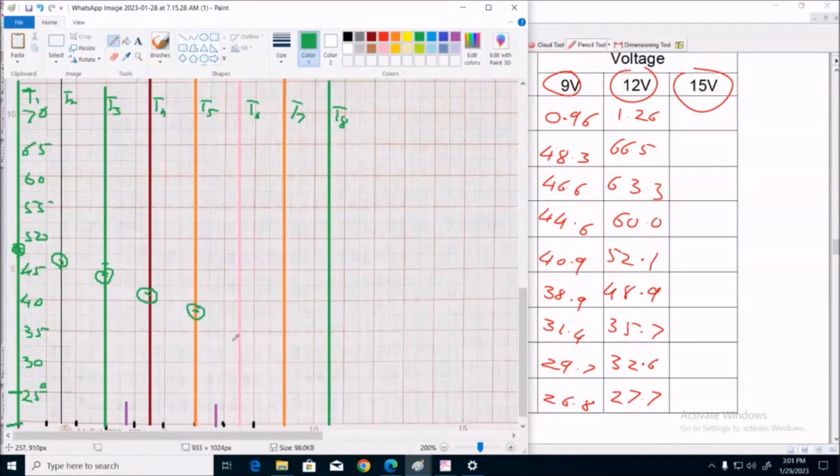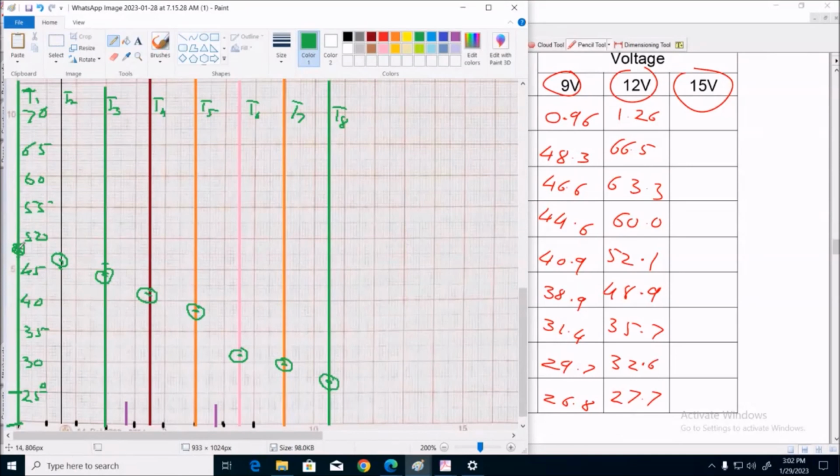Then 31.4, T6, 31.4, so 30 is here, 31, two lines and one line, three lines, T6. 29, T7, 29 means two line less, one line less, 29.7 because one line less, and 26.8 around 27. So about this 25 and four lines, four lines here.